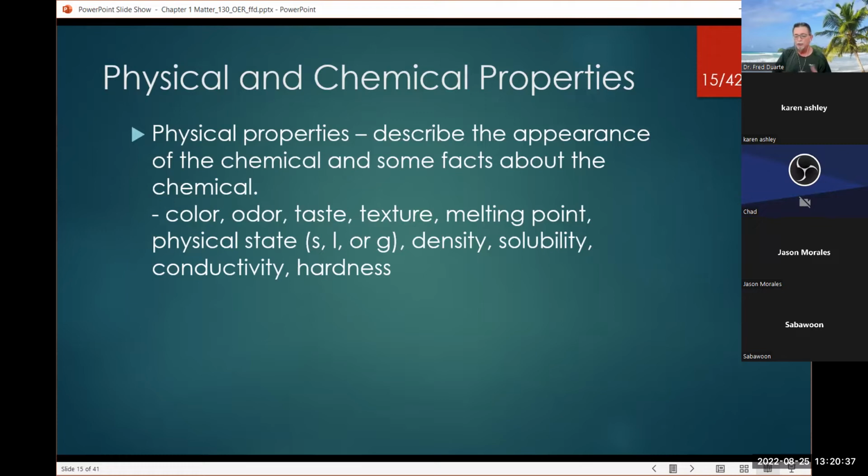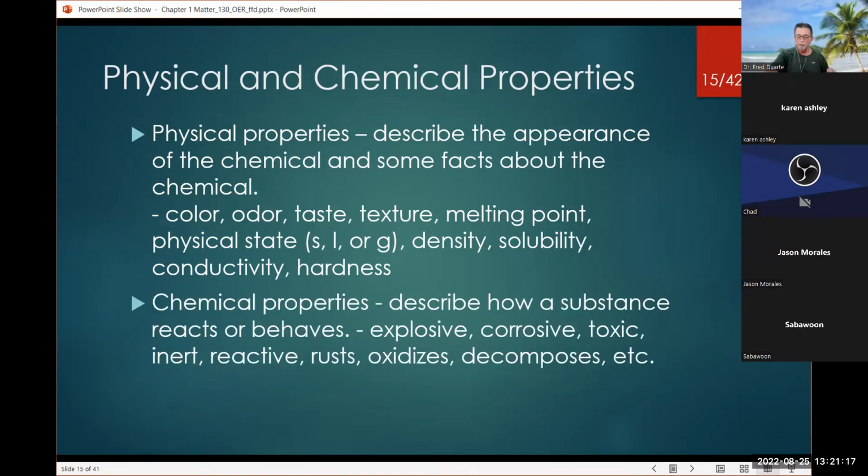Texture, melting point: at what temperature does that chemical melt? It's very specific for the chemical itself. And we use melting point to determine how pure something is. Its physical state, whether it's a solid, liquid, or gas, its density is a physical property, whether it's soluble in an aqueous system or an oil system, whether it conducts electricity. And if it's a solid, how hard it is, that's a physical property. There are some solids that are very brittle, and some solids like steel that are very hard. Diamonds, for example, are extremely hard.